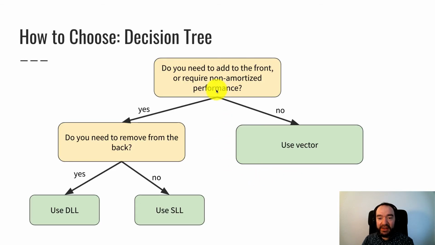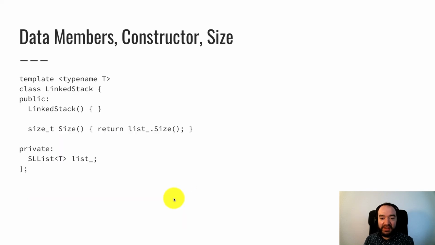This is consistent with that decision tree we had a while back in that video on choosing data structures. Right now we're committed to using a linked list of some kind, so we're down on the left side here, and the decision point is, do you need to remove from the back? Well, no. We're only manipulating the front of the list because that's where the top of the stack is, and the decision tree says use singly linked list. So that's consistent with that because the singly linked list has better constant factors in terms of time and space.